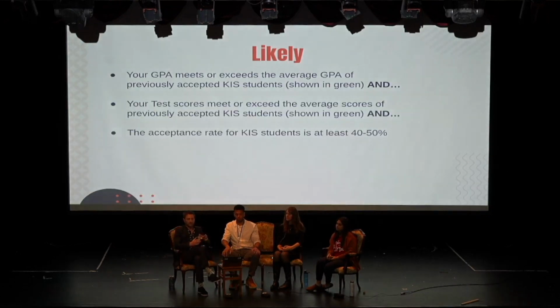And so at KIS, this is how we define a likely school. The GPA meets or exceeds the average GPA from the previous 5 years of accepted students at that university. If it's a test optional school and they're submitting tests, or if it's a school that requires tests, their tests are also at that level or above. And the acceptance rate for KIS students is in that 40 to 50% and higher range. So thinking about Purdue in that situation, that would have been a likely school for Fake Junior.